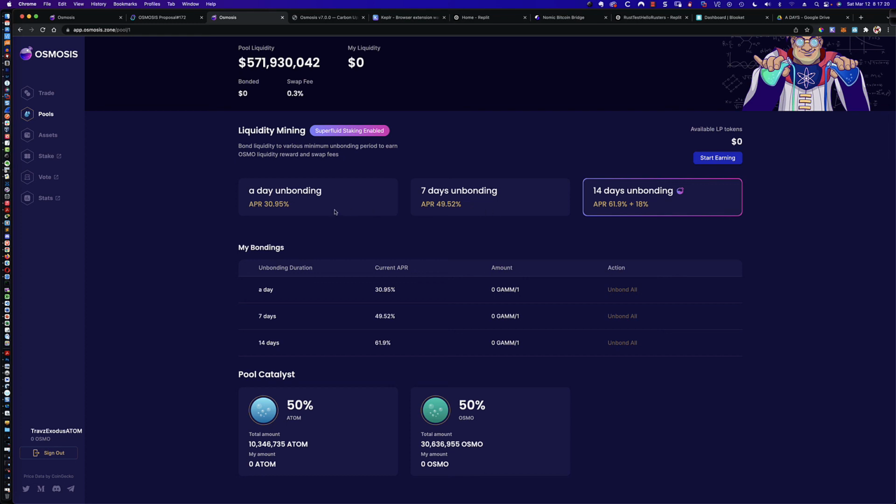So if you are bonded in those pools for a day or for 7 days, I can almost guarantee you that it's going to be the same process. If you were doing a 1-day bonding or a 7-day bonding, you will have to unbond out of those pools and rebond into the 14-day unbonding period in order to participate in the superfluid staking.